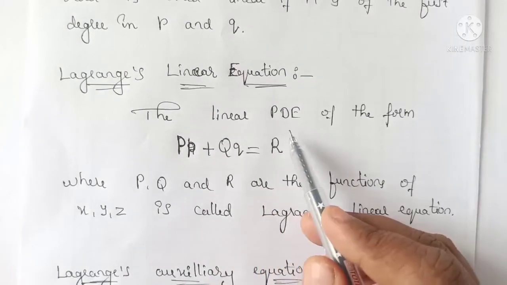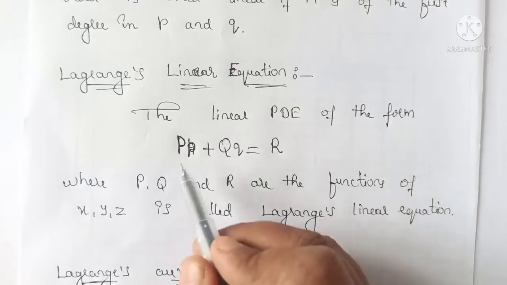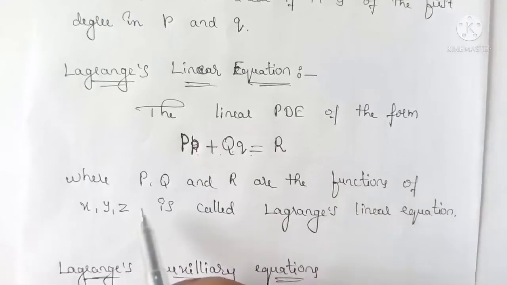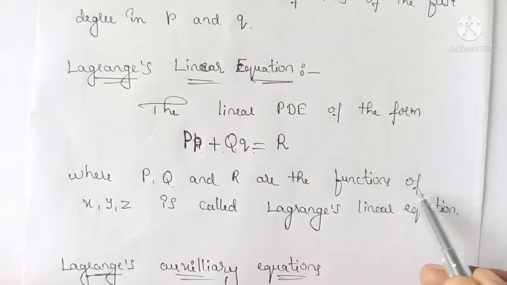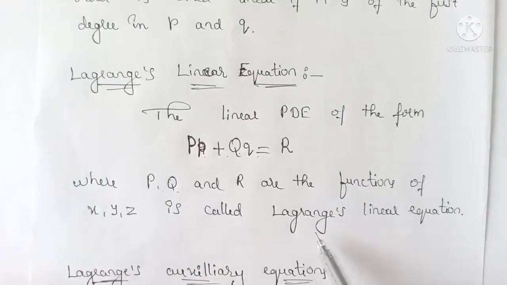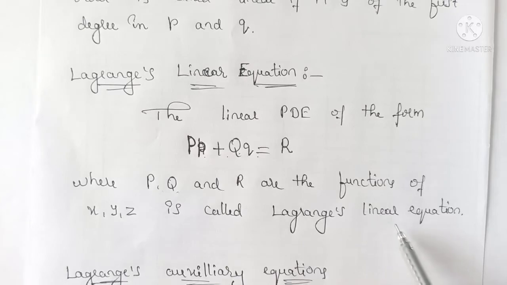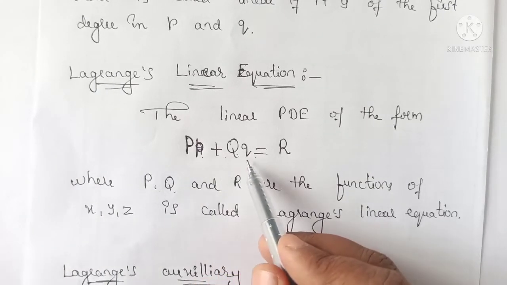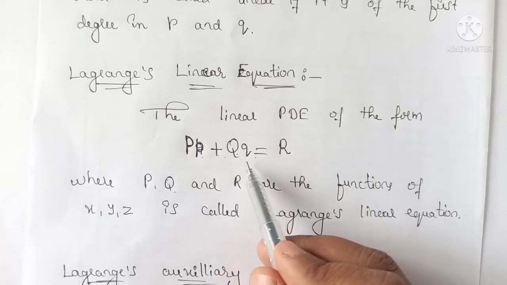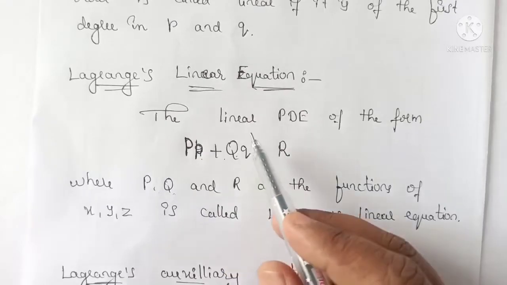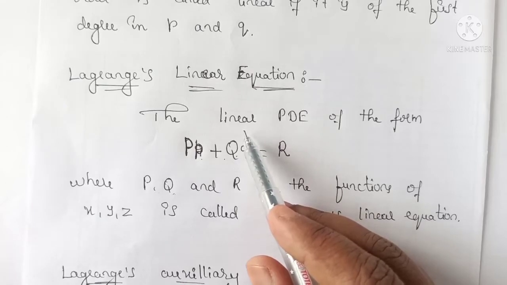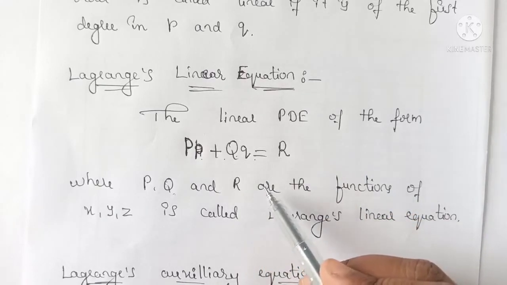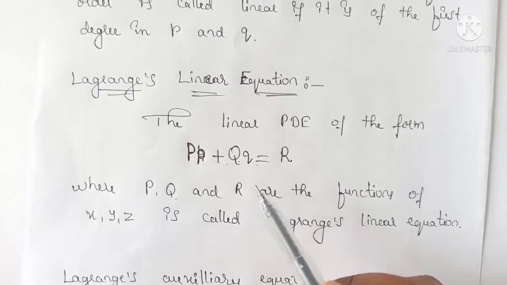The linear partial differential equation of the form P p plus Q q equals R, where P, Q and R are functions of x, y, z, is called Lagrange's linear equation. Any equation of this form, that is P p plus Q q equals R, where p and q are of the first degree, is called a linear PDE. So any linear PDE of this form is called Lagrange's linear equation.